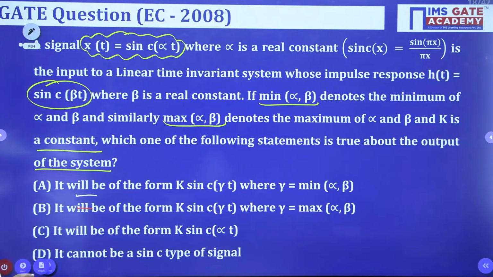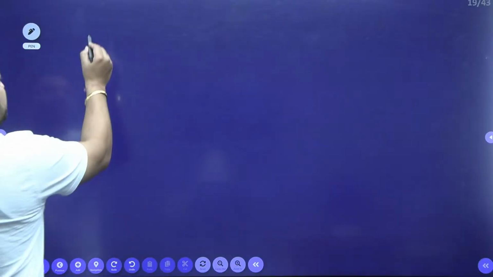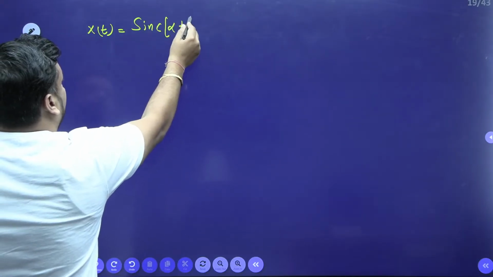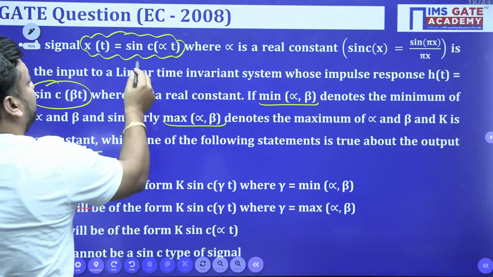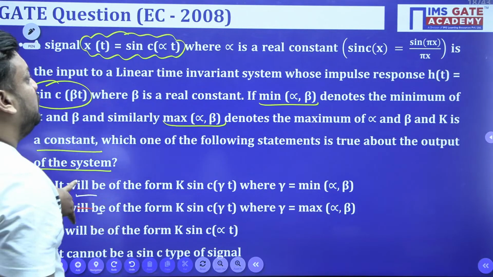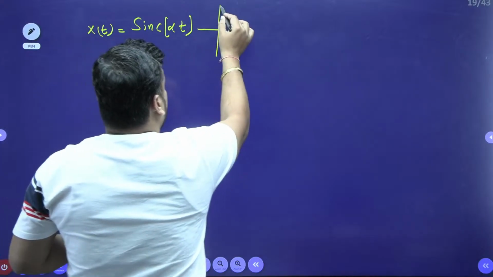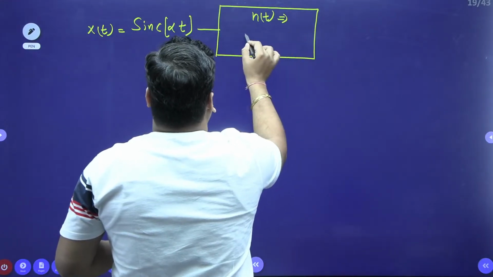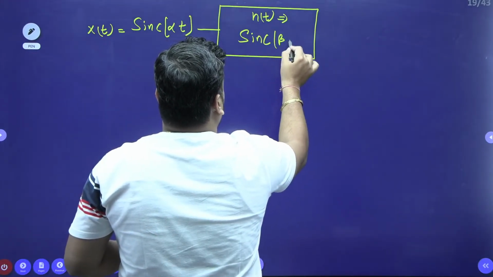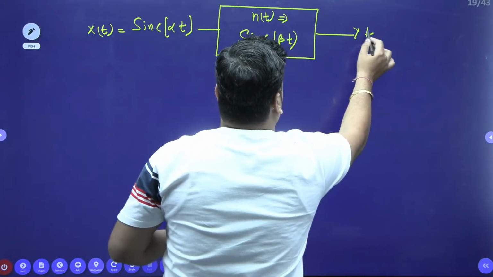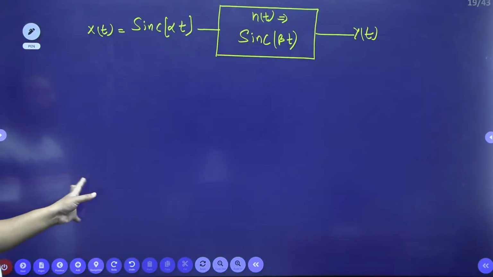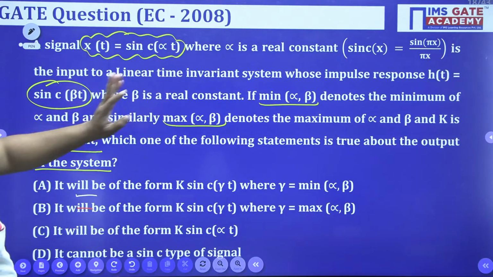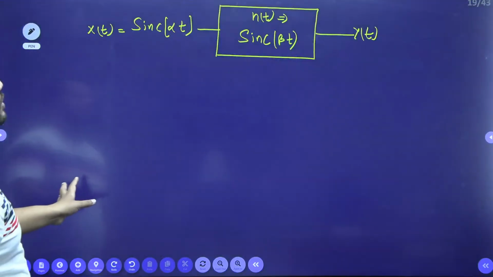So students, it simply says that the input signal x(t) is given by sinc of alpha t. And if I talk about the impulse response h(t), this x(t) is applied to the system with h(t), and the h(t) value is sinc of beta t. We are asked for the output expression y(t). So sinc of alpha t, sinc of beta t is given, and we are just looking for the y(t) expression.